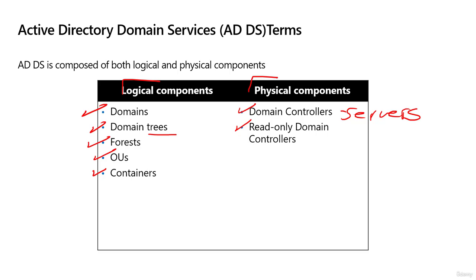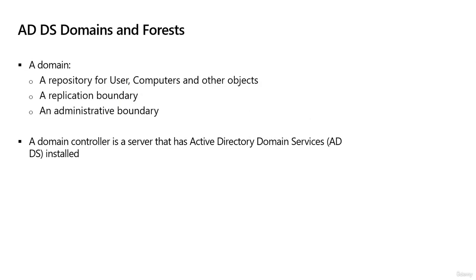In this lesson, we're going to break down these terms. A domain is a repository for user accounts, computer accounts, and other objects like groups you can create within the domain. It also serves as a replication boundary, and it is an administrative boundary. The server that actually runs the Active Directory domain services software, the server you installed it on, is called a domain controller, which we will refer to as a DC.